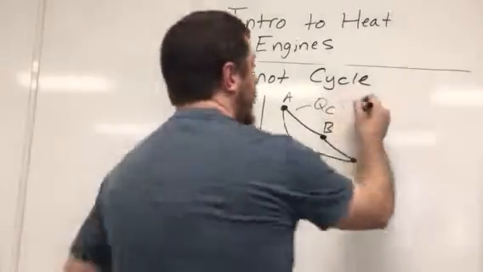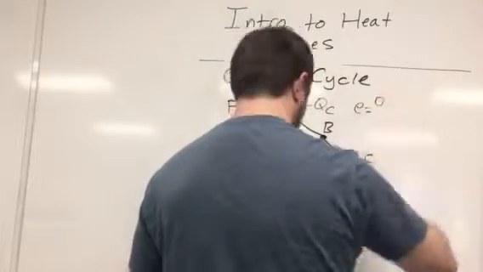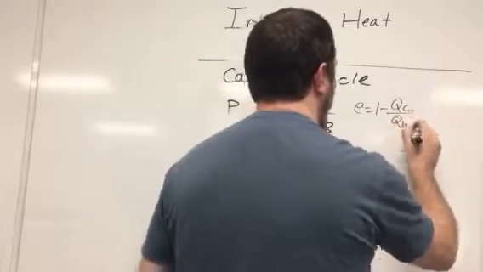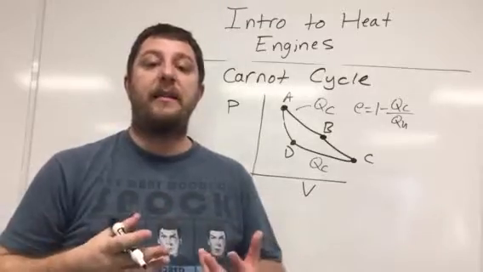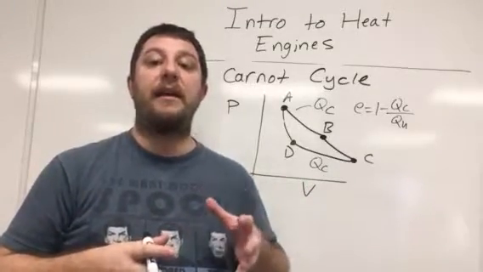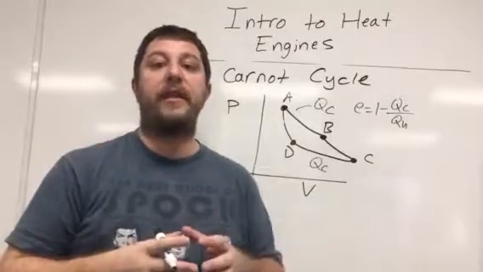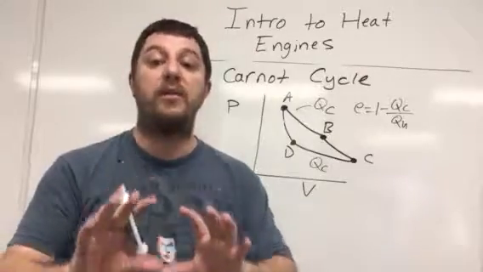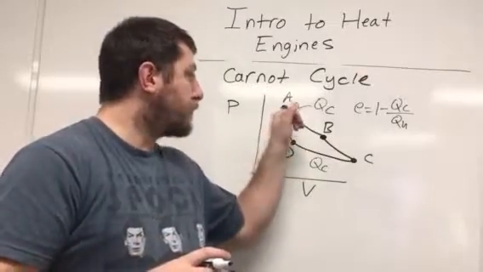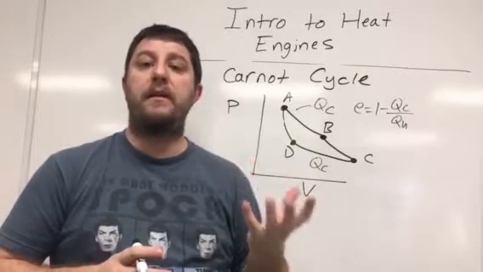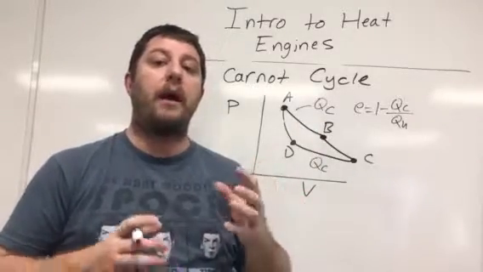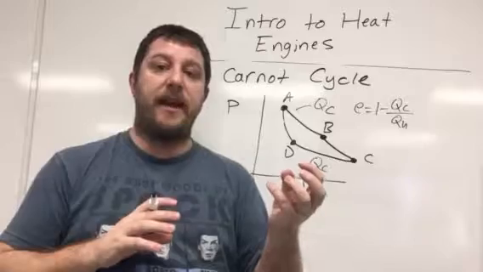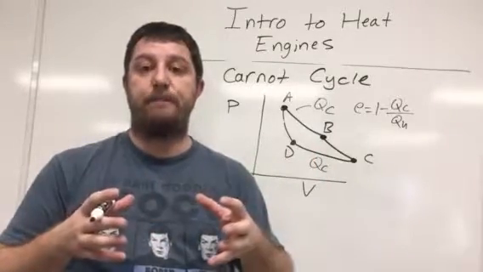Well, remember that the efficiency, we can write it like this. So if I can find the amount of heat pulled in and the amount of heat rejected, then I can use that in this manner. How do I do that, right? Well, remember that the amount of heat is equal to the specific heat of the gas times the amount of gas that I have times the temperature difference, okay?